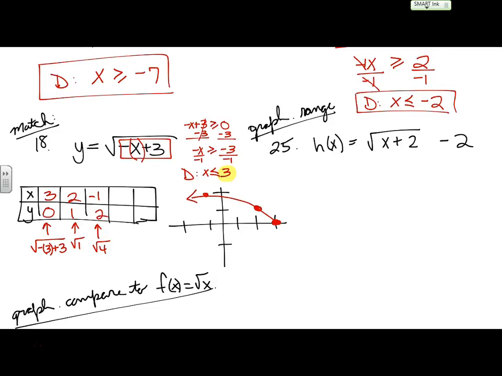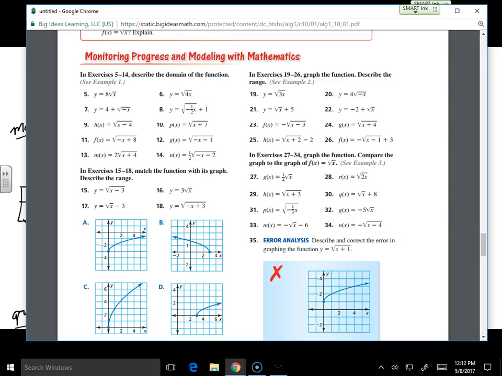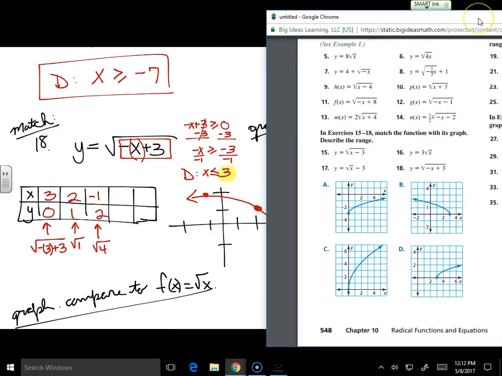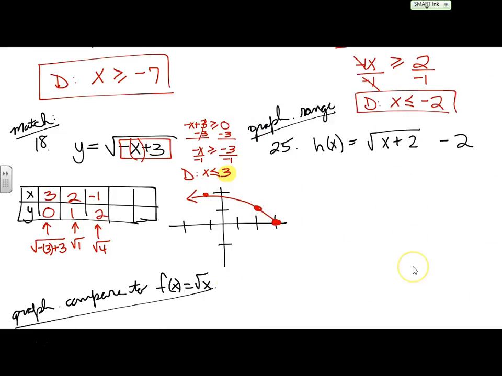And why did I go down in this one? Less than or equal to. I would have gone up if it was greater than or equal to. So if you looked at this problem in number 18, you were supposed to match. Which of these looks like the picture that I have over here on this side? B. Dylan, B looks kind of like it, right? Yeah. See how it goes this way? Okay, good.